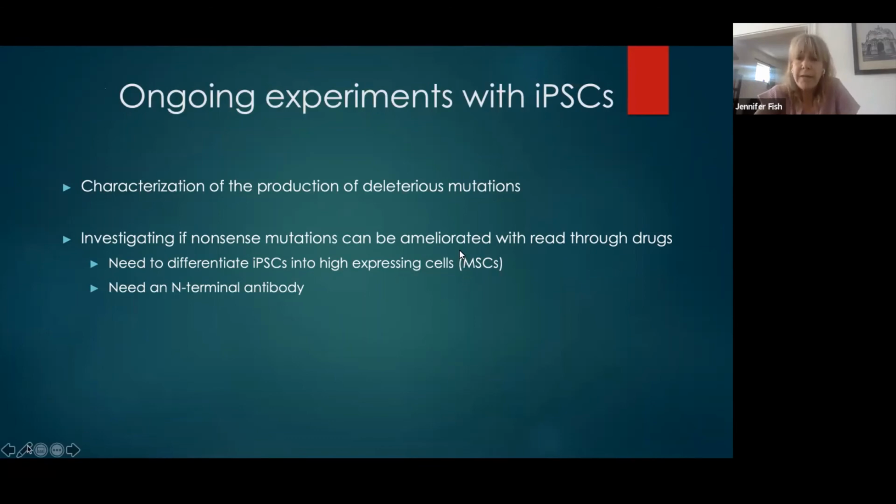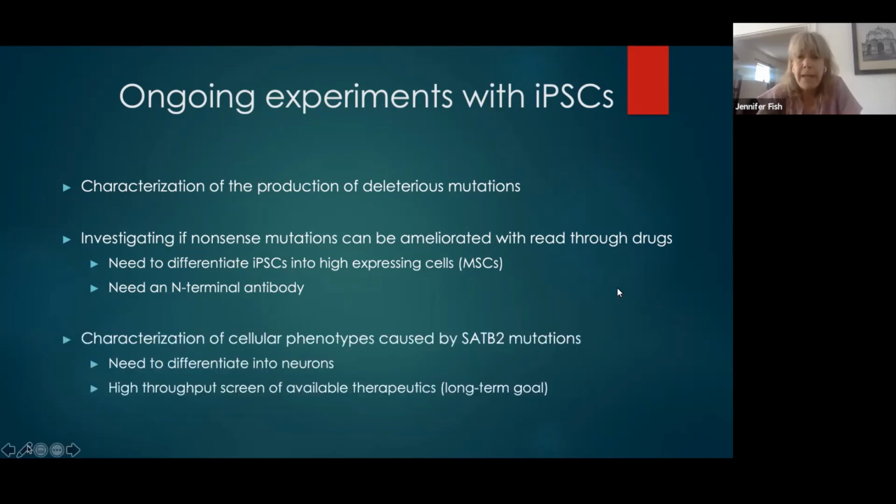Further, we are going to be testing a series of drugs. We have received funding also through the SATB2 Foundation and through the Arkansas Medical School to use drugs that will allow us to read through the nonsense mutation. So what that would do is that instead of prematurely stopping, it would read through that stop codon and make the whole protein. So we would be able to detect if those drugs are working in these cells. So those are ongoing experiments.